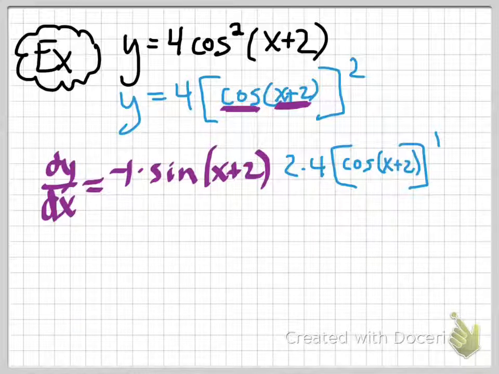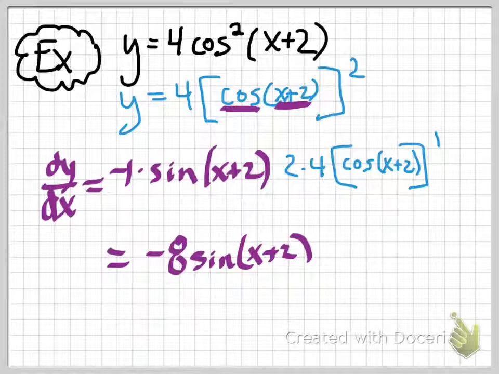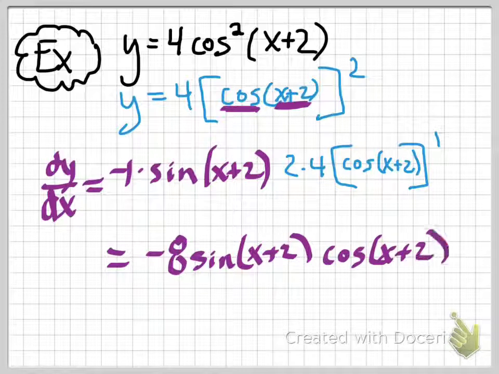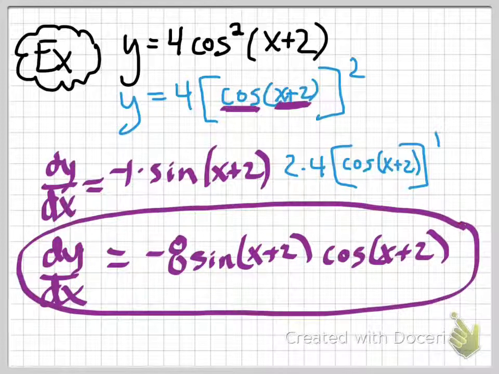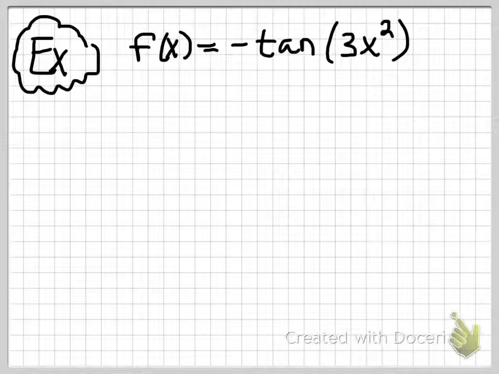And now I'm going to clean all this up and make this a little nicer. So my derivative equals negative 1 times sine. 2 times 4, that's easy, that's 8. So I'm going to say I have a negative 8 sine of x plus 2. And then I also have a cosine of x plus 2, the first power. And then that is going to be my answer. The derivative dy/dx equals negative 8 sine of x plus 2 times cosine of x plus 2. So yeah, these can be kind of complicated. They're just kind of messy. The more you try, the better you get. So if you want to try one more here, you can pause the video and see if you can get it right.